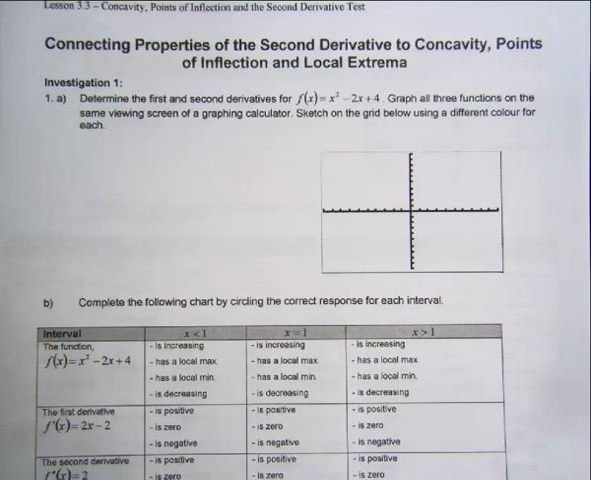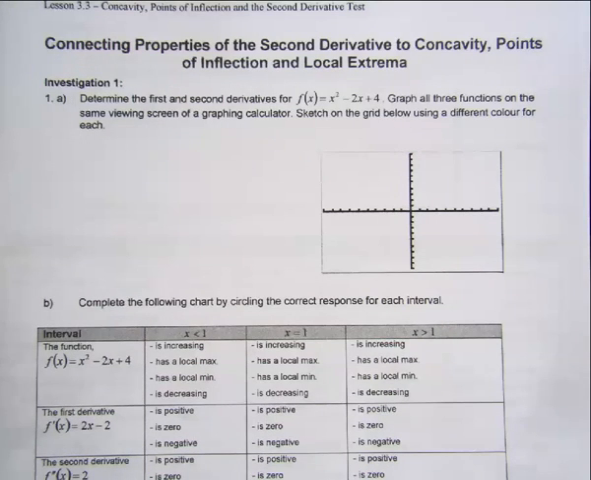All right, so today we are going to go over how the second derivative will give us some information about key features of the function, including concavity and points of inflection, and even the local extrema in some cases. Okay, so we're going to look at sketching f of x equals x squared minus 2x plus 4.